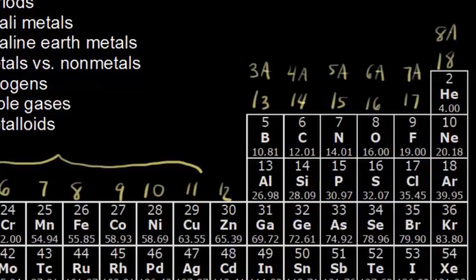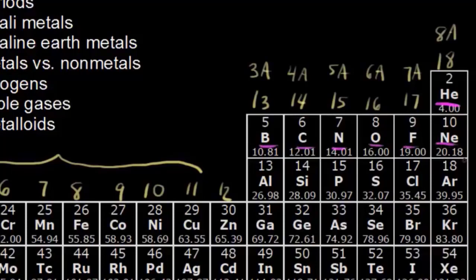Let's move on to the concept of periods. A period is a horizontal row on the periodic table. If I look at period 1, and I just move across my periodic table, hydrogen is in the first period, and so is helium. I move on to the second period, so lithium, beryllium, boron, carbon, nitrogen, oxygen, fluorine, and neon.